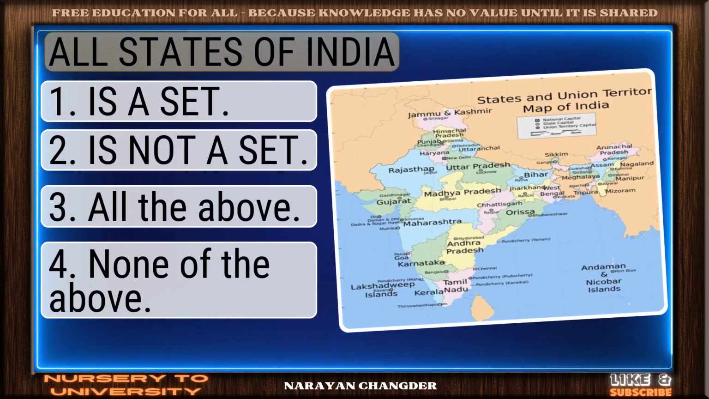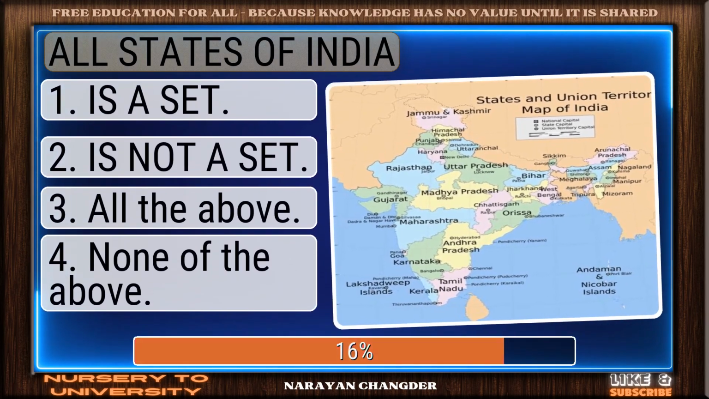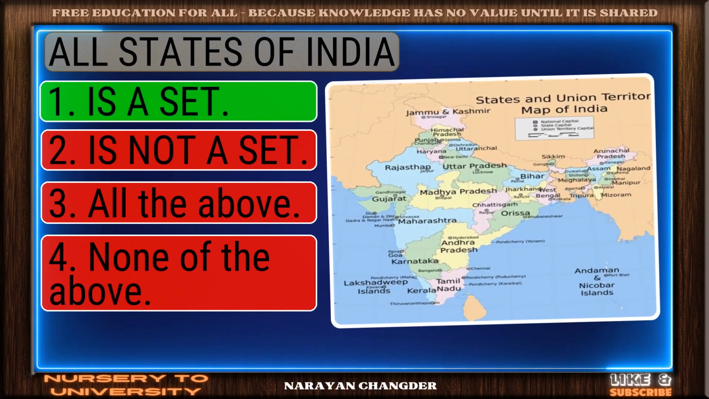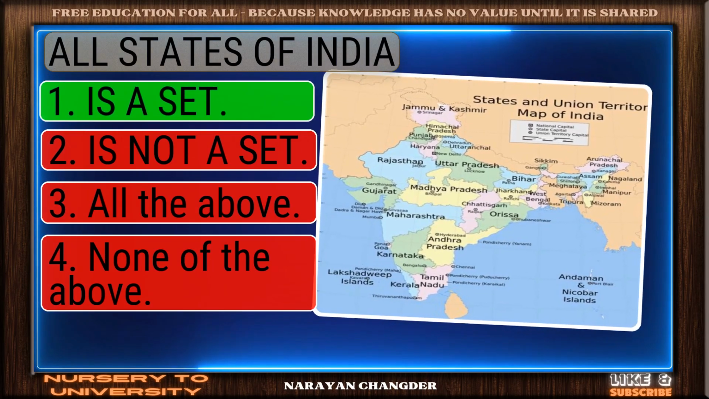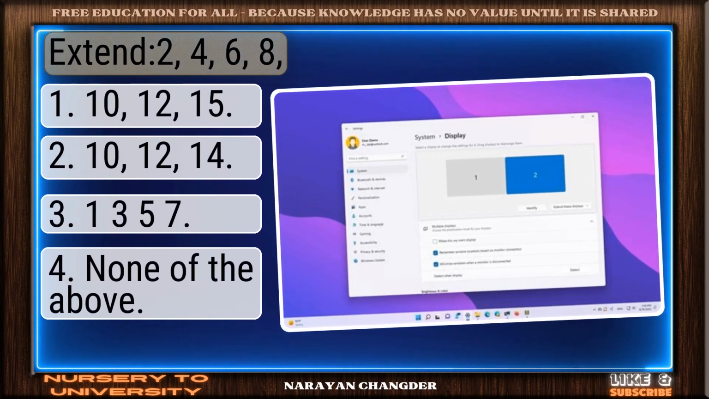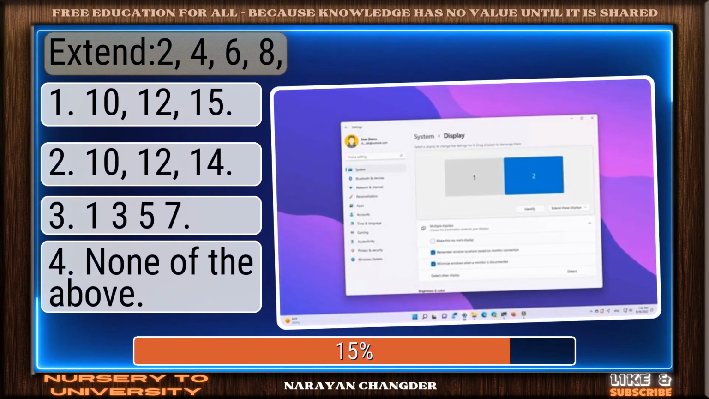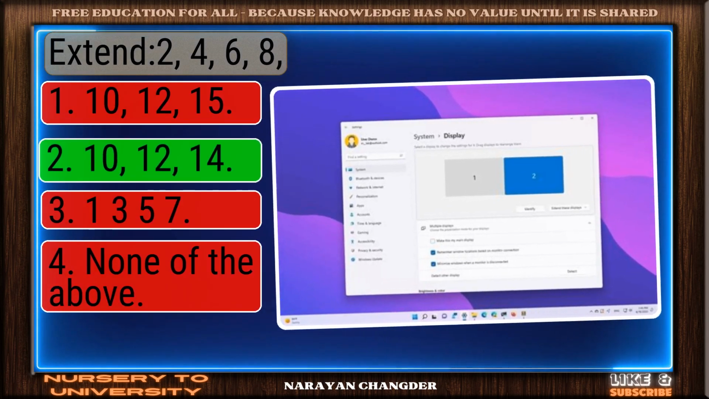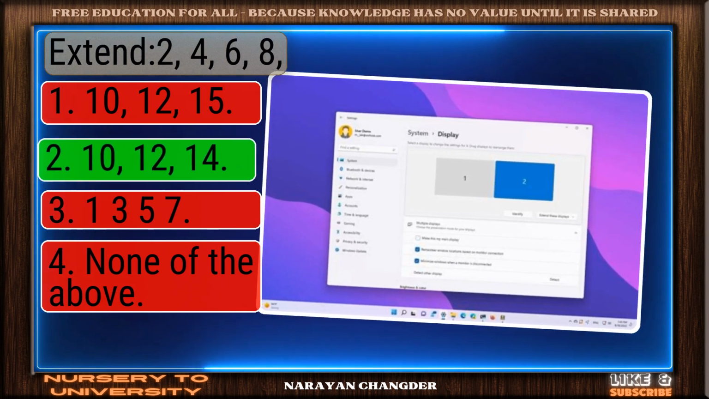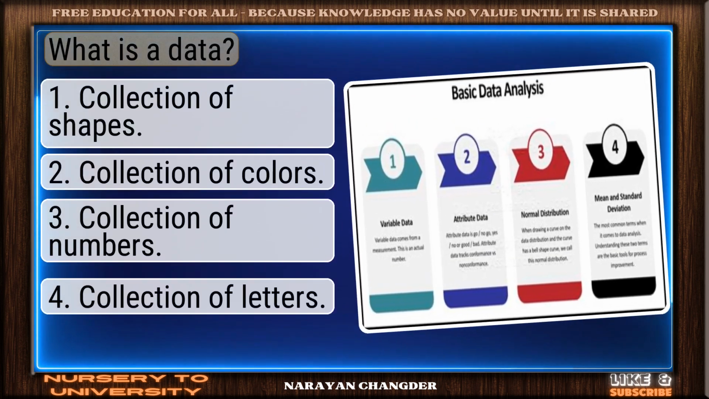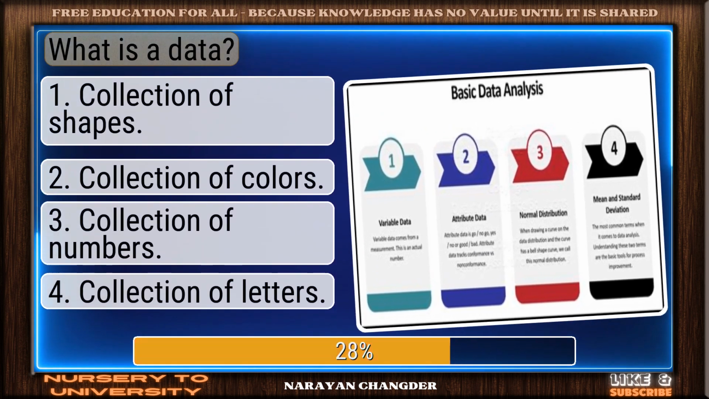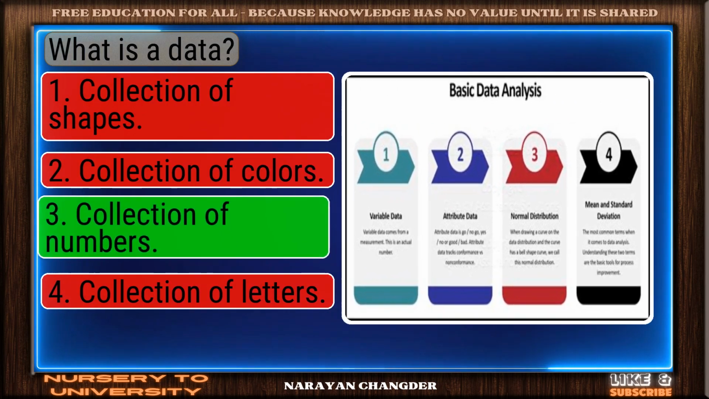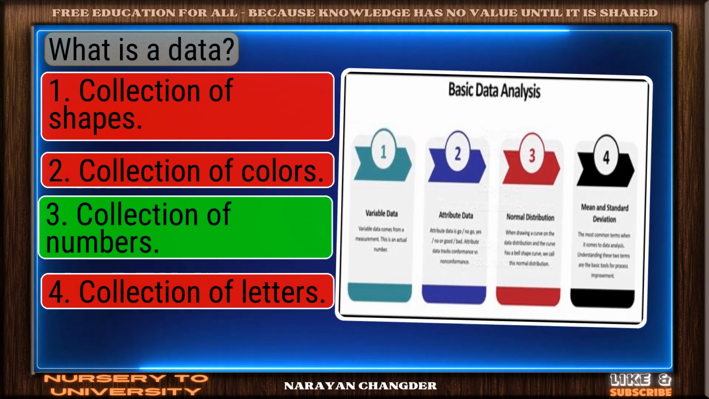Question number 288. All states of India is? Nicely done. A set is a solid answer. Question number 289. Extend 2, 4, 6, 8. Right choice. 10, 12, 14 is the best answer. Question number 290. What is data? On track. Collection of numbers is the correct answer.